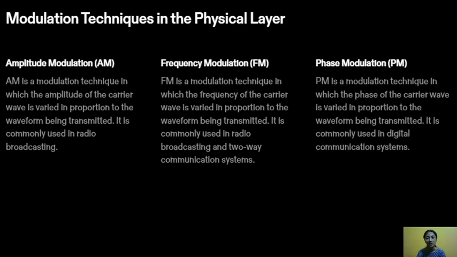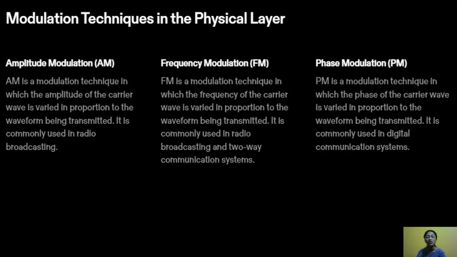Modulation techniques in the physical layer. There are three modulation techniques. The first one is amplitude modulation, next is frequency modulation, then phase modulation. Amplitude modulation is a technique where the amplitude of a carrier wave is varied in proportion to the waveform being transmitted. It is commonly used in radio broadcasting.